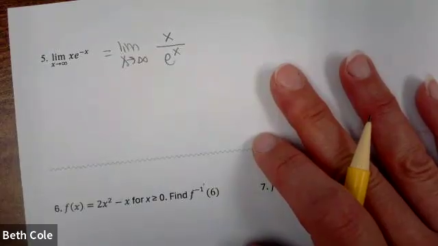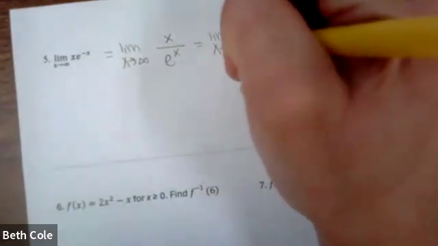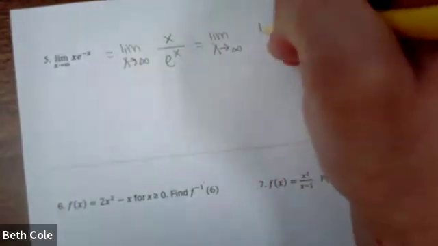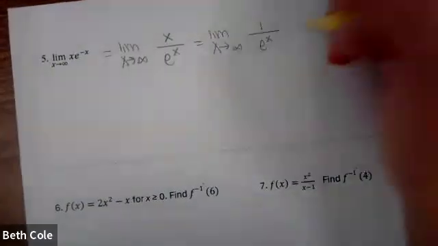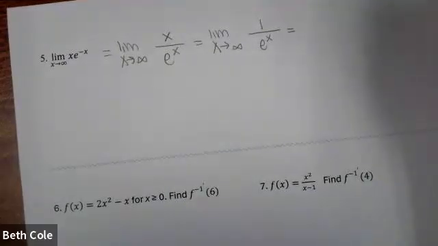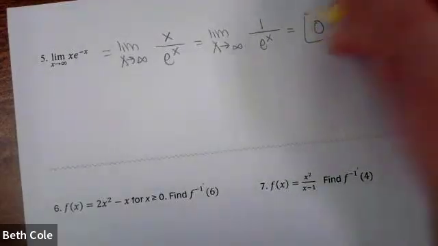All right, you would get infinity over infinity, so we're going to do our derivatives. Derivative of x is 1, derivative of e to the x, plug in the largest number you can possibly imagine, and you're going to get 1 over a million, bajillion, gazillion, trillion, so 0.